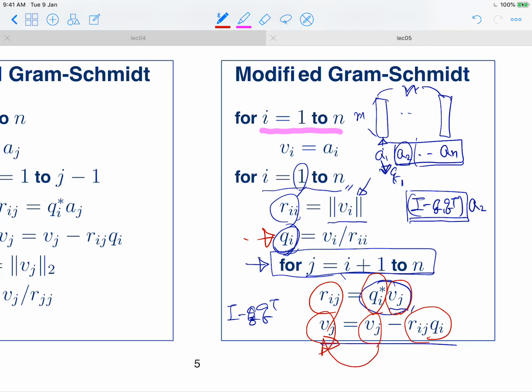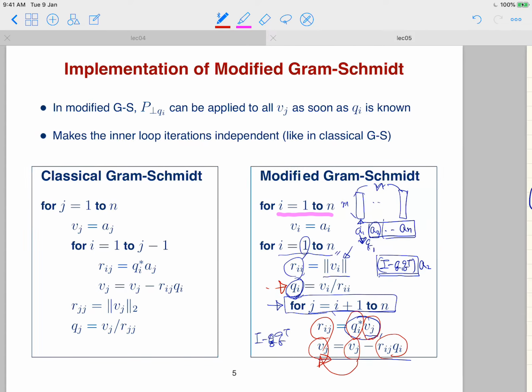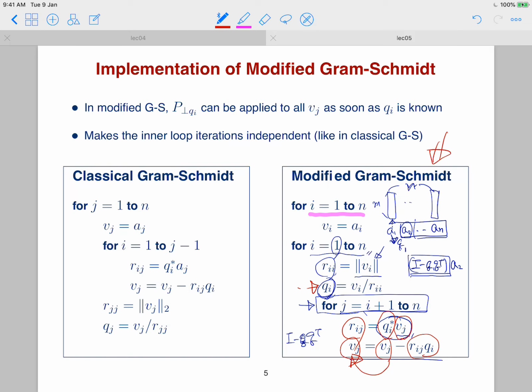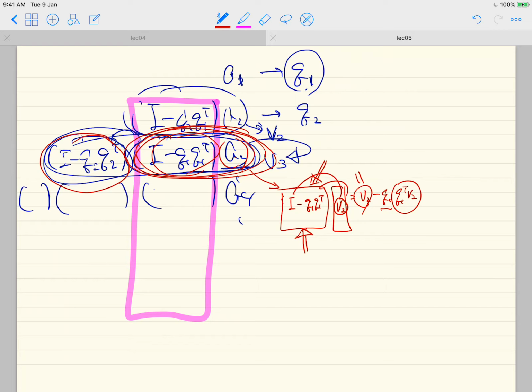Okay, so you guys now understand this pseudocode, right? Just like I mentioned, once we compute Q1, we obtain the outputs of the multiplication with I minus q1 q1 transpose with A1 all the way through An, and we store the intermediate results as V1 through Vn. Then in the next step, once we obtain Q2, we just multiply them.